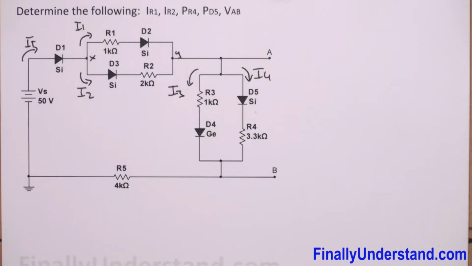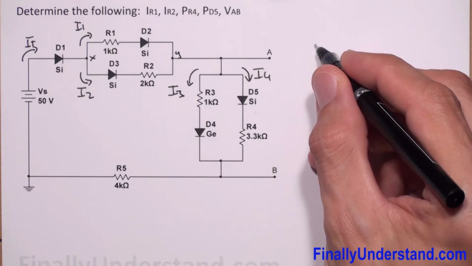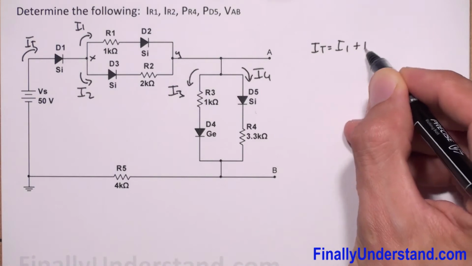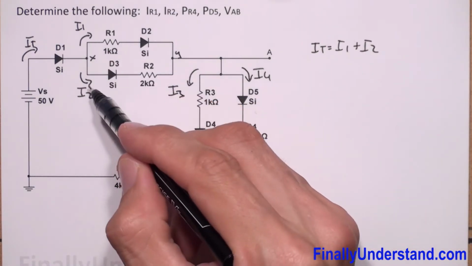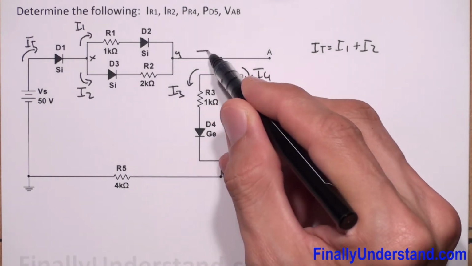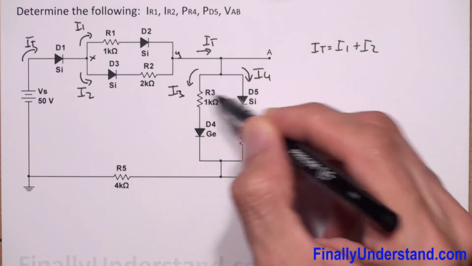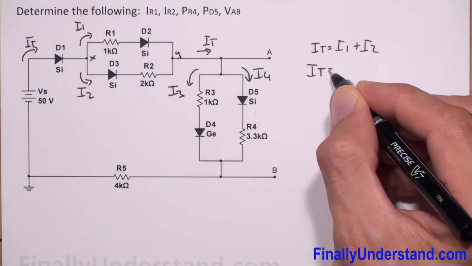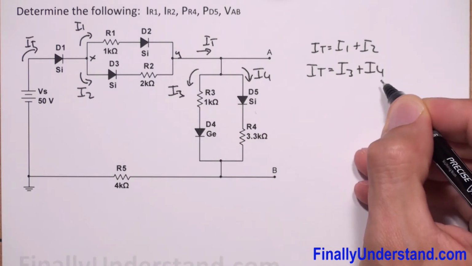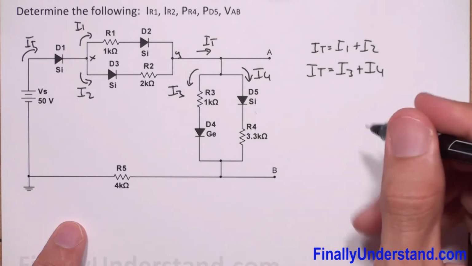Simply solve this problem. We have to write the formula first for I total. So I total is equal to I1 plus I2. This current plus this current will give me I total. Also, keep in mind, as I said before, this is going to be my I total again. So I total is going to split into current I3 and I4. So I total is also equal to I3 plus I4.